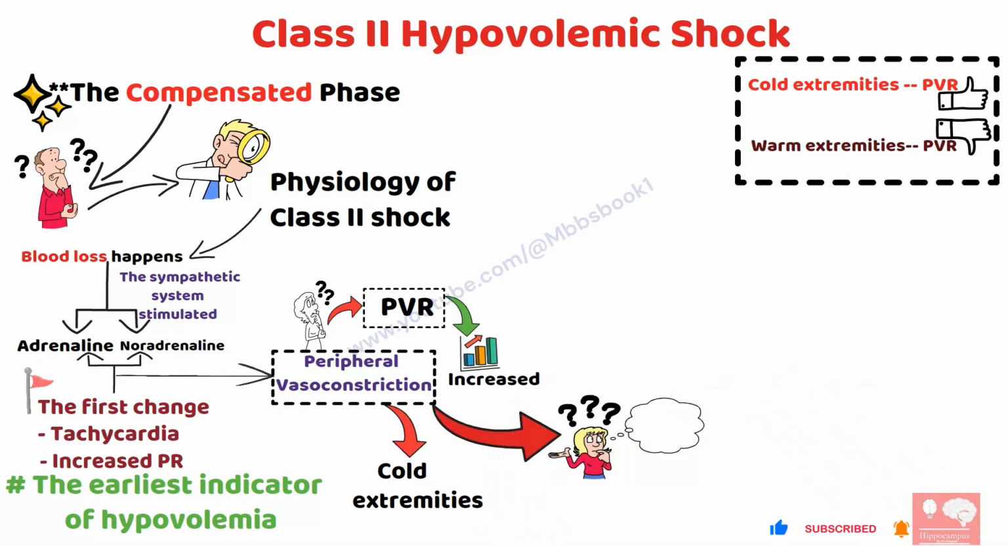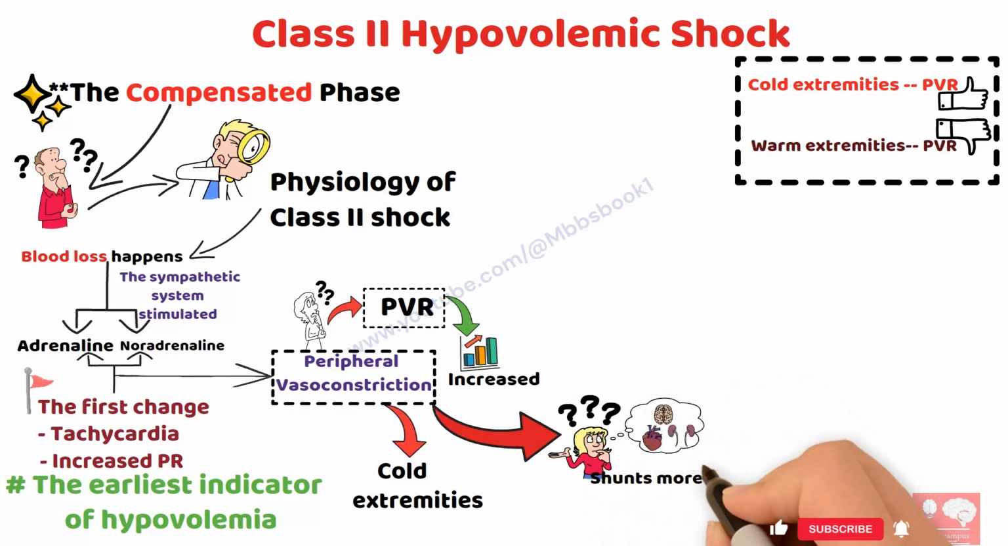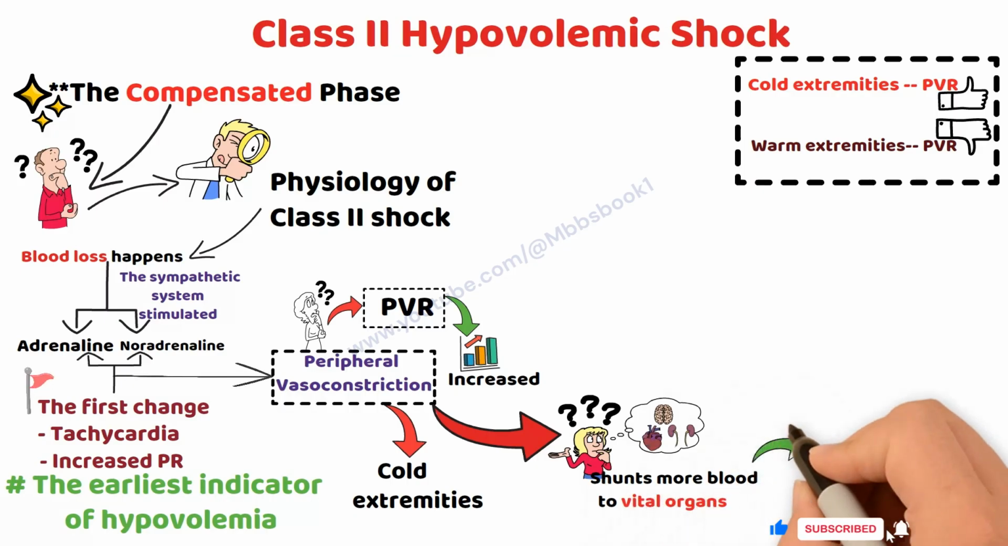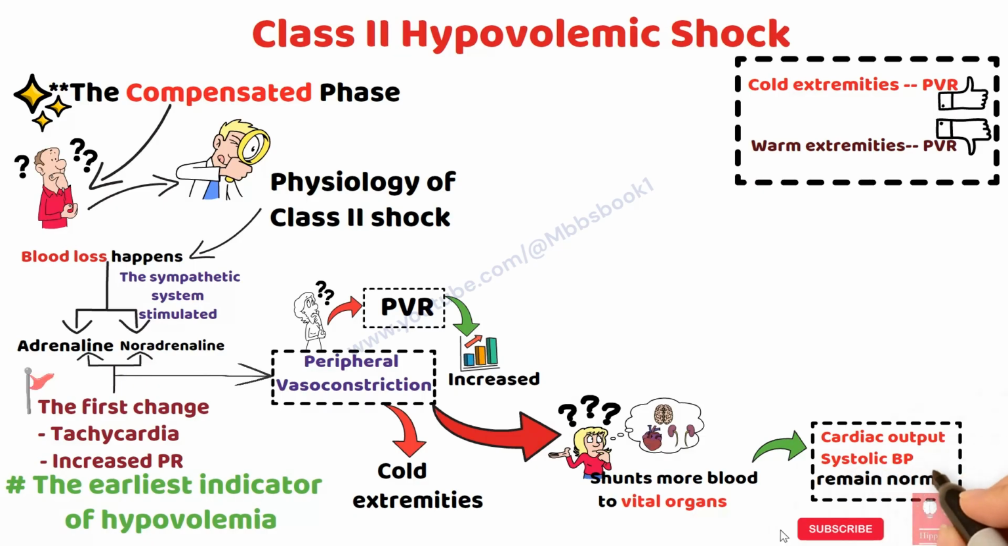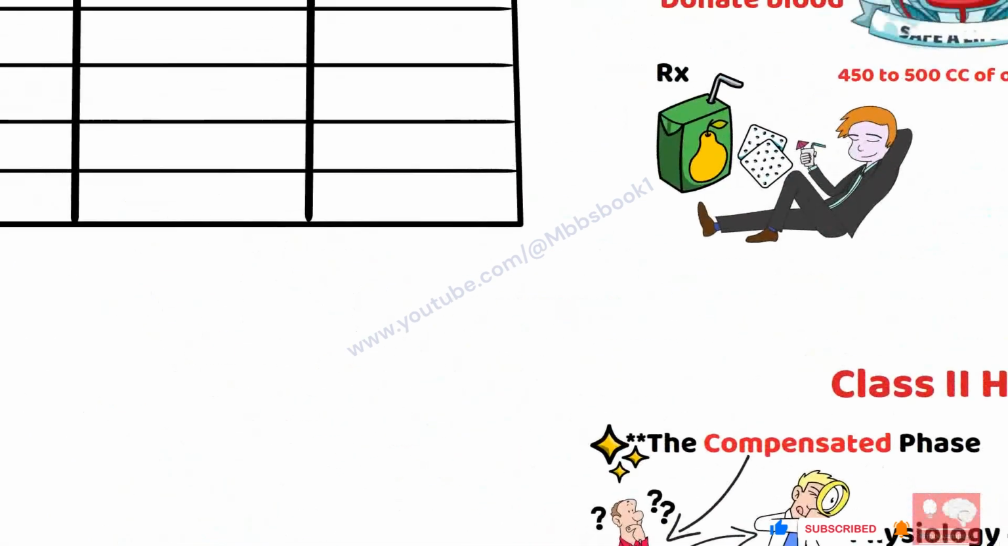The body is causing peripheral vasoconstriction because it wants the blood to go to the vital organs like the heart, brain, and kidney. Because this shunts more blood to the vital organs, and more blood is returning to the heart, the cardiac output and the systolic blood pressure are going to remain normal. That is why we say this is the compensated phase: despite blood loss, the body has adjusted and there has been no loss in systolic blood pressure.